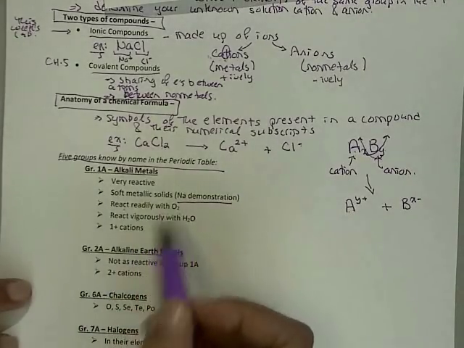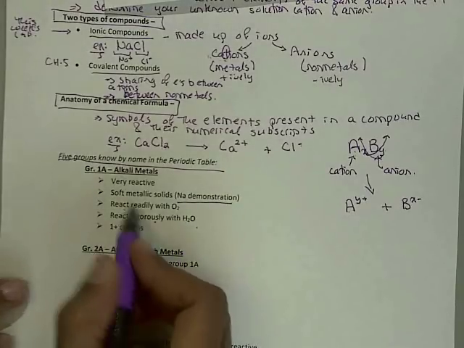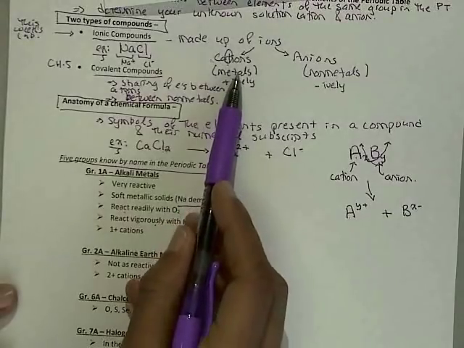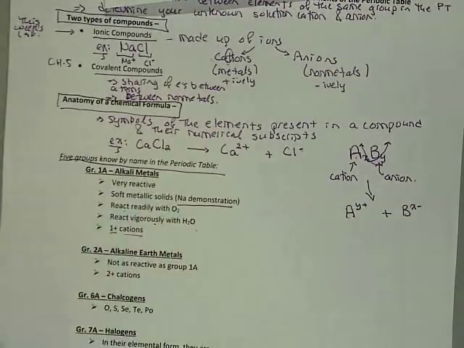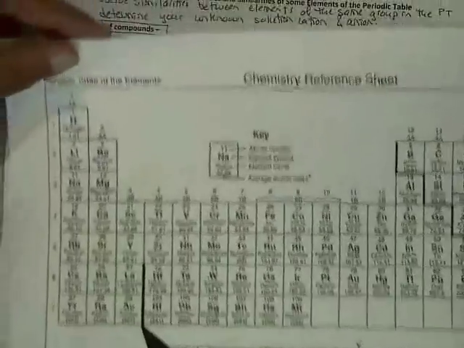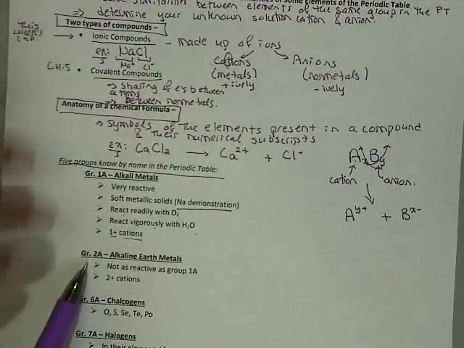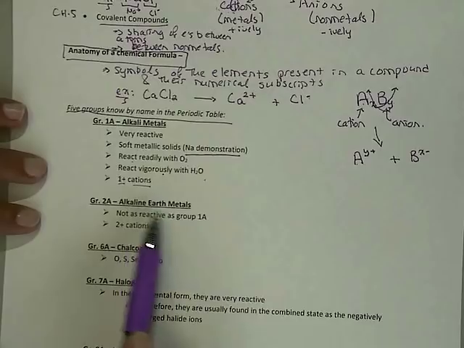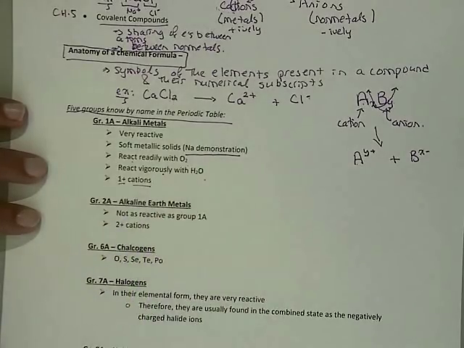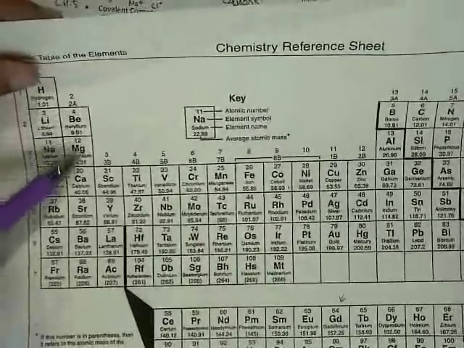They react readily with oxygen. They react very vigorously with water. And as I said, all metals are cations. Group 1A in particular are always +1 cations, so all of these elements exist as +1. Let's go on to group 2A. Group 2A are known as alkaline earth metals, not alkali earth metals, alkaline earth metals. They're not as reactive as group 1. So here we have group 2A.